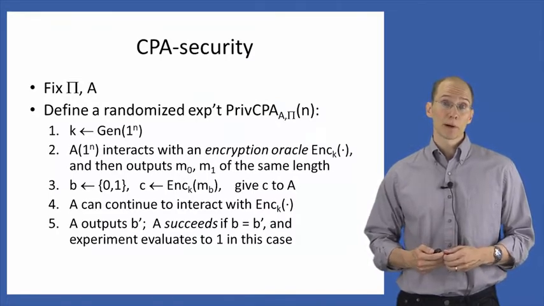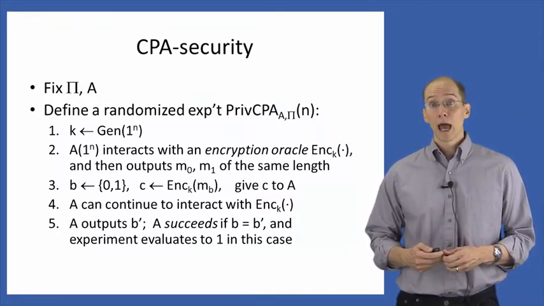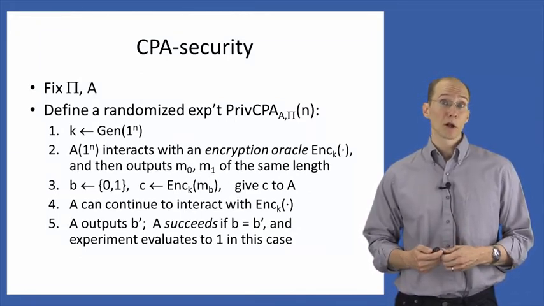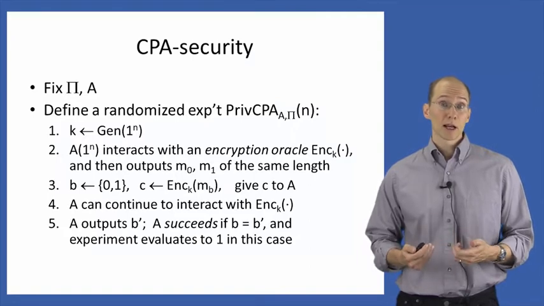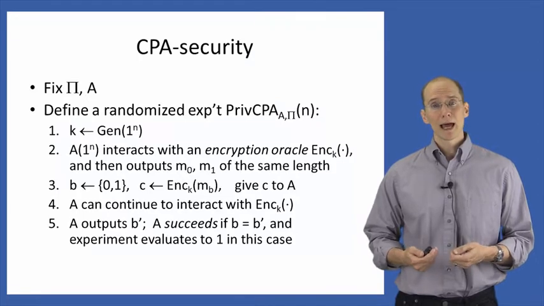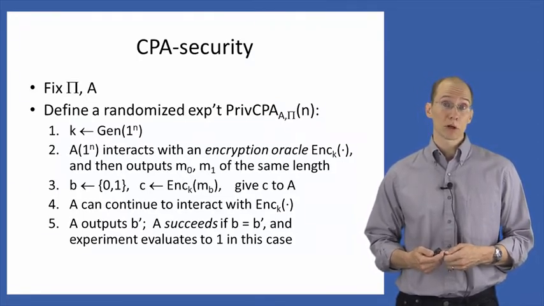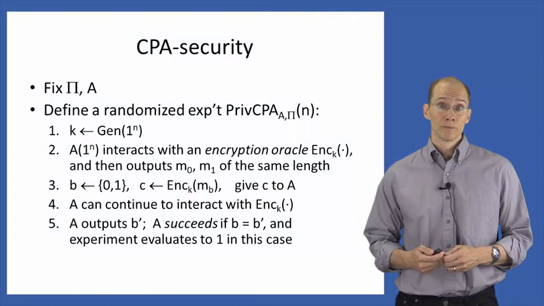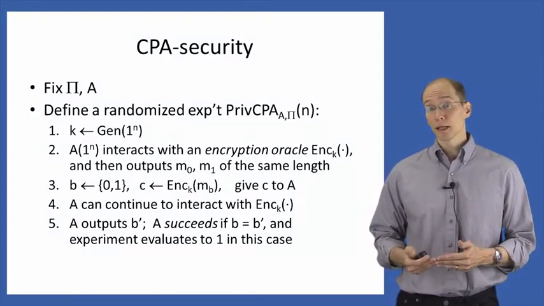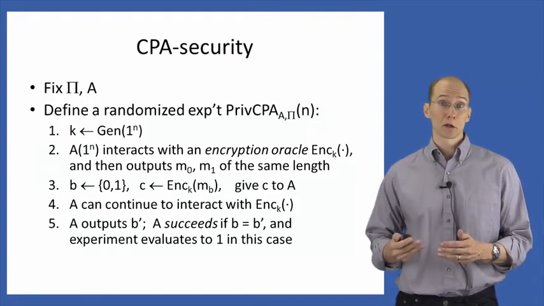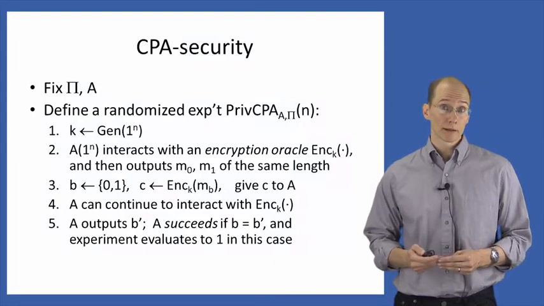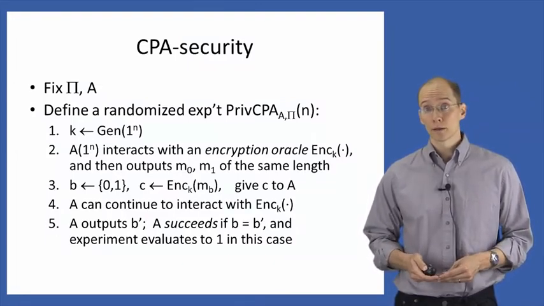In the next step of the experiment, we choose a uniform bit b, and we encrypt the message Mb using again the same key that we chose in the first step. This generates a ciphertext C, which is given to the attacker. We allow the attacker to then continue to interact with the encryption oracle as many times as it likes. Finally, A outputs a bit b', which can be viewed as representing its guess as to which of the two messages was the one that was encrypted. We'll say that A succeeds if its guess is correct, and the experiment evaluates to 1 in that case.